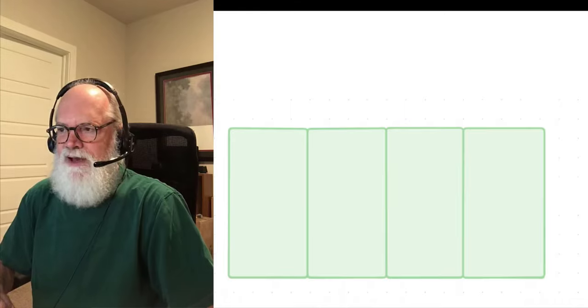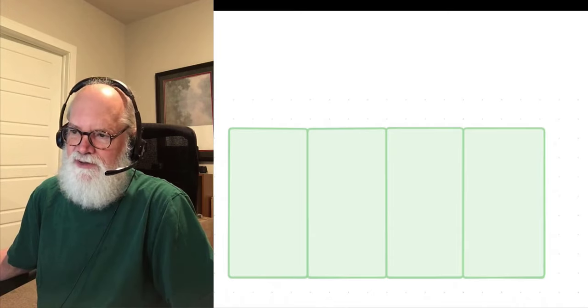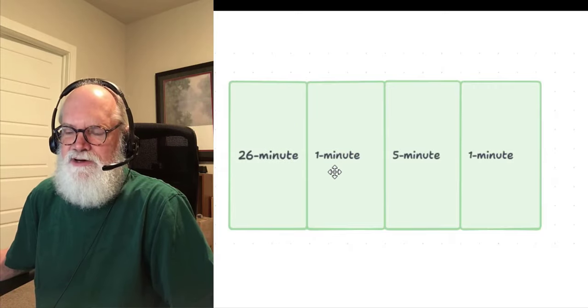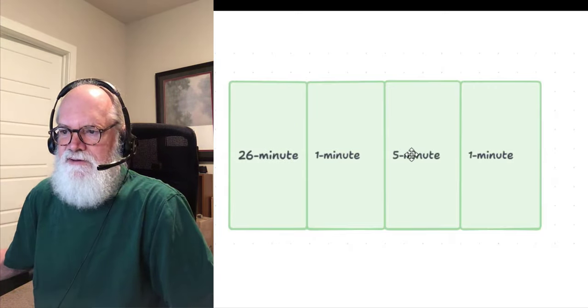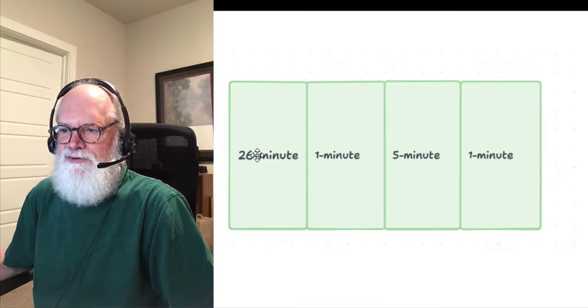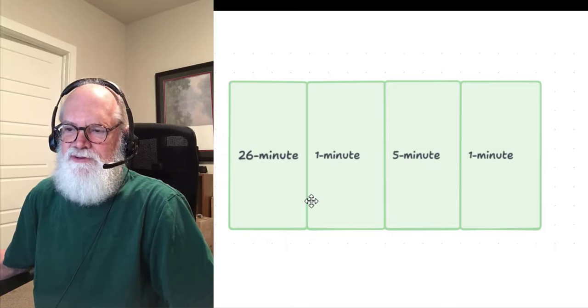I use a 26-minute chart over here on the left, a 1-minute chart on the second panel, a 5-minute chart on the third, and then a 1-minute again on the 4th panel over here. I want to focus today on these 3 panels over here. So we have a 26, a 1, and a 5.